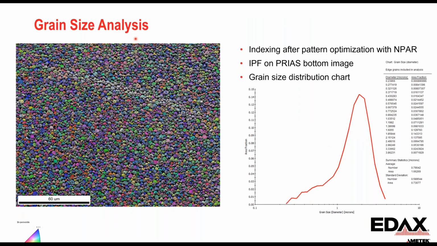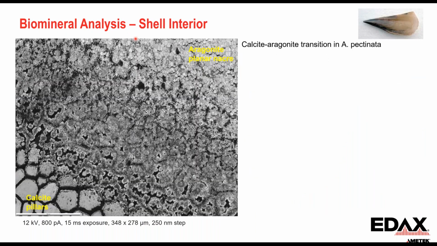And at the same time, we can get things like grain size measurements that are traditional with EBSD analysis. So it helps to understand how these microstructures change as you change the chemistry and processing parameters of these perovskite films. So that's one beam sensitive application. The next one I want to show is a biomineral application.